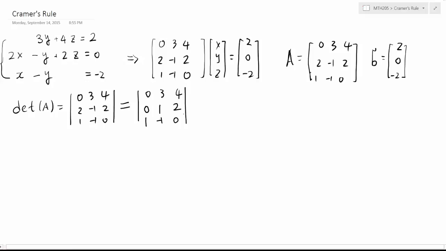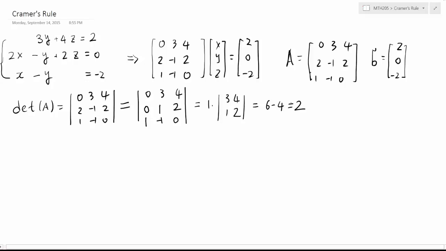Now we're going to expand this determinant along the first column. Remember the signs, plus, minus, plus, so what we have is simply 1 times the cofactor, which is the determinant 3, 2, 4, 1. So now we have 6 minus 4, which is equal to 2. So the determinant is equal to 2, and that's good.